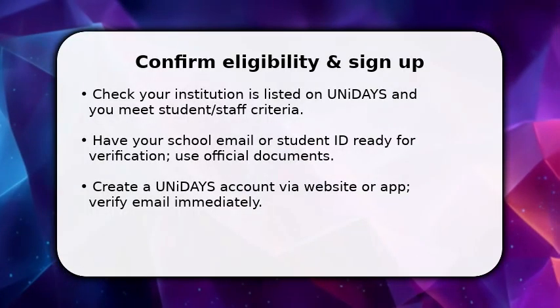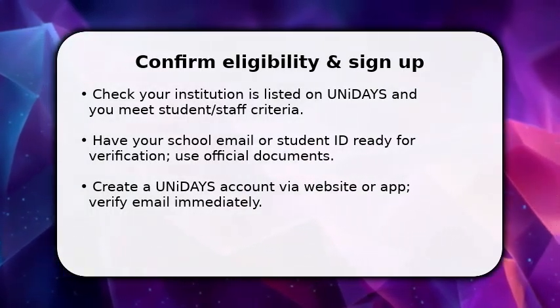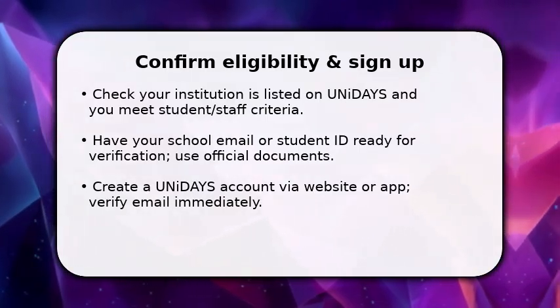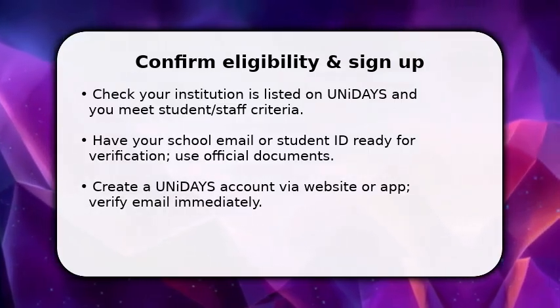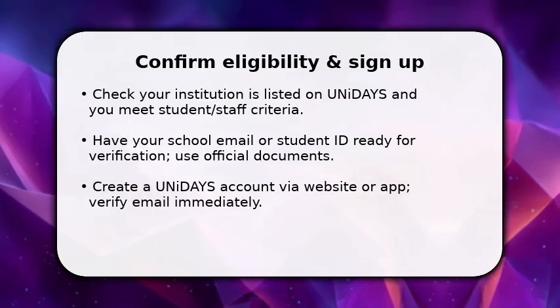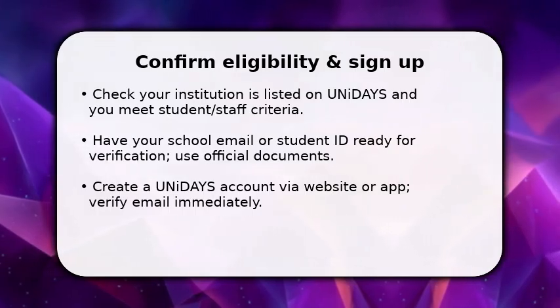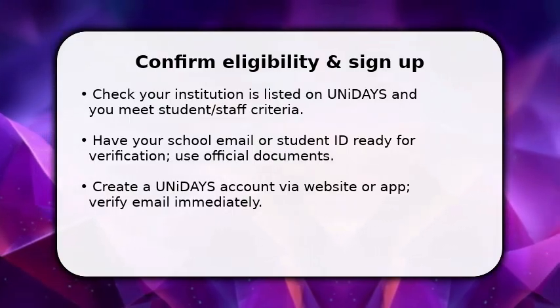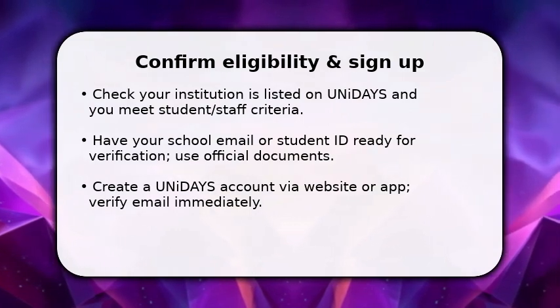You start by confirming eligibility. Unidays only accepts enrolled students or staff from listed institutions, so check that first. Next, create your Unidays account using your school email or upload a valid student ID. This verifies identity and unlocks discounts. Once done, verify your email and complete any profile fields Unidays requests. Doing this now saves time at checkout and establishes your verified status before you search for Apple.